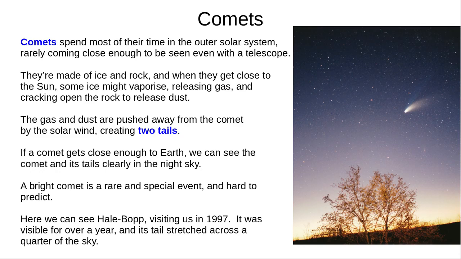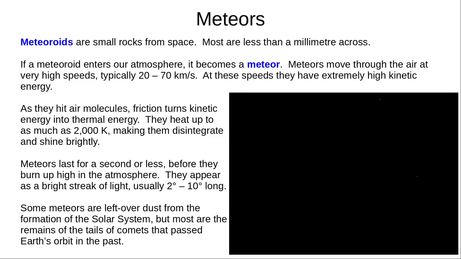This releases gas, and also cracks open rock to release dust. The solar wind pushes the gas and dust away from the comet, creating 2 tails which reflect sunlight. If the comet is close to the Earth, these can be clearly seen, often in the day as well as the night. The best comet in recent years was Hale-Bopp, which in 1997 covered a quarter of the sky with its tails.